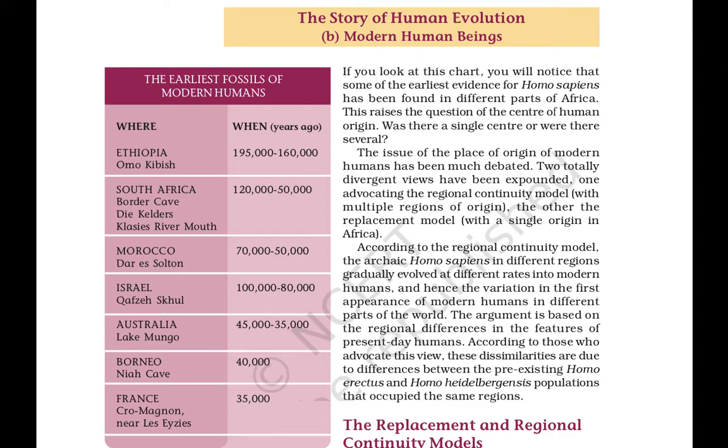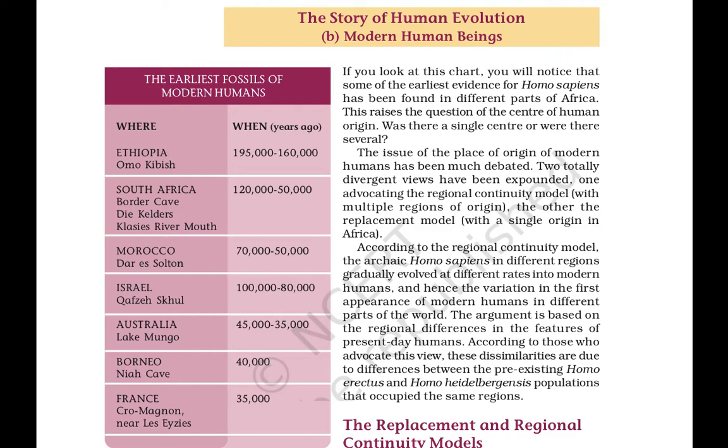The story of human evolution, modern human beings. If you look at this chart, you will notice that some of the earliest evidence for Homo sapiens has been found in different parts of Africa. This raises the question of the center of human origin. Was there a single center or were there several? The issue of the place of origin of modern humans has been much debated.